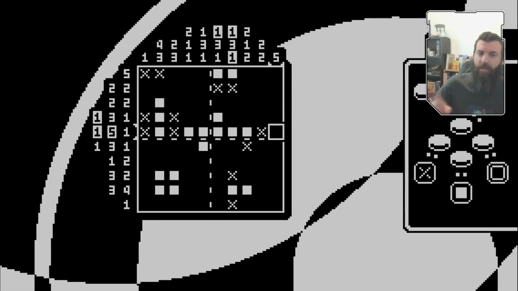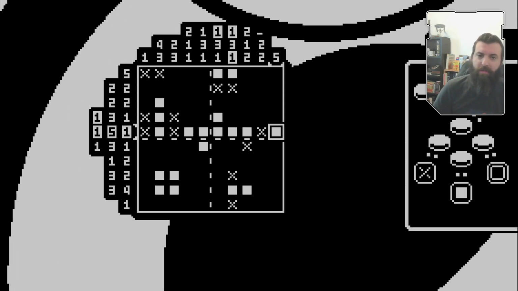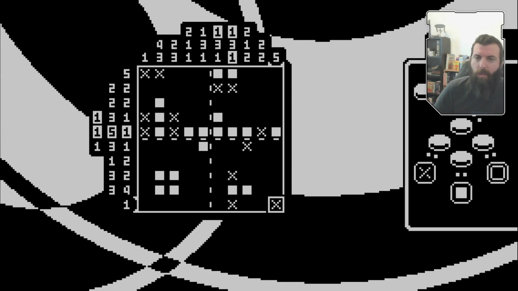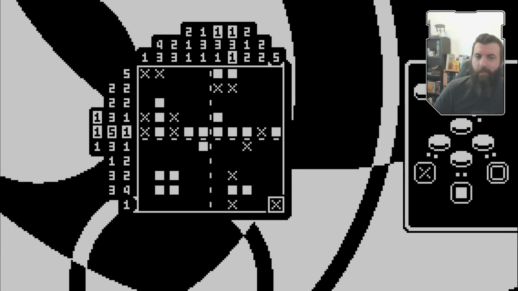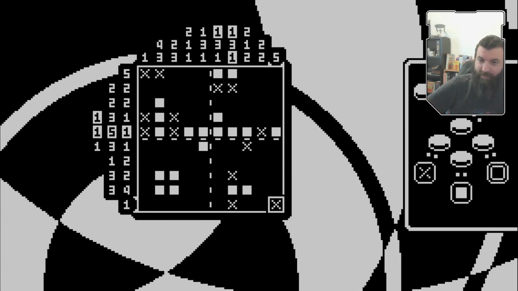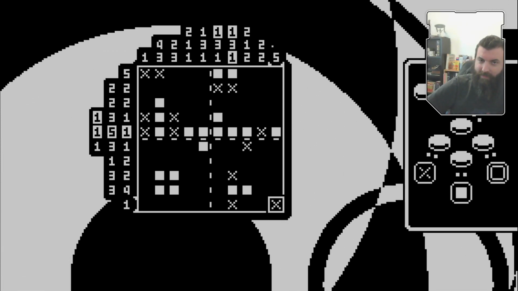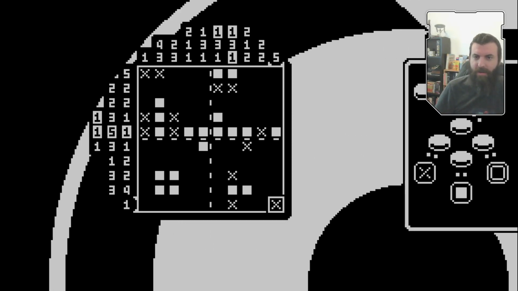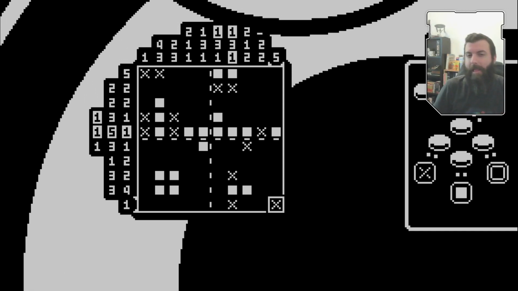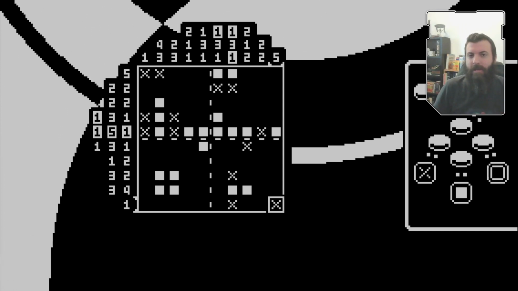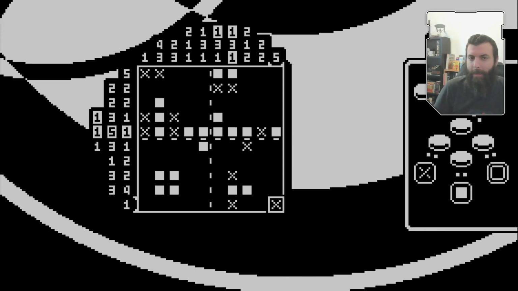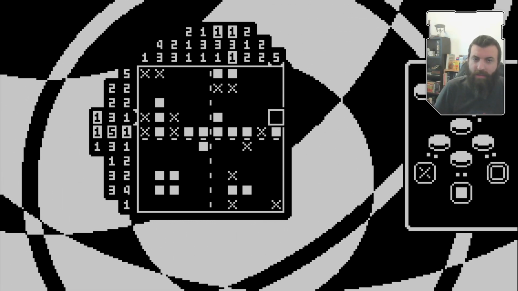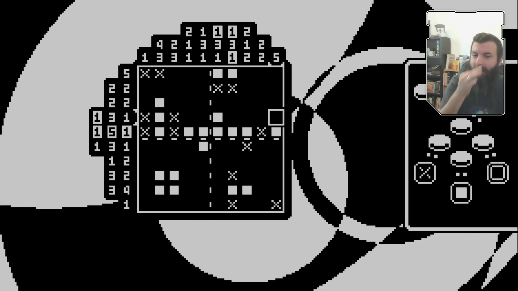Ah, okay. Here's something that we know. We know that this pixel has to be filled in, which means that we now know that this pixel can't be. Fortunately, I think that's the extent of that extrapolation. So we're going to have to guess again.